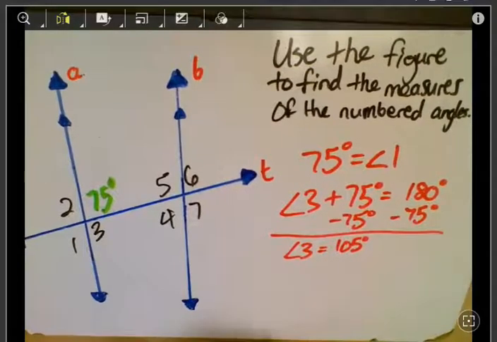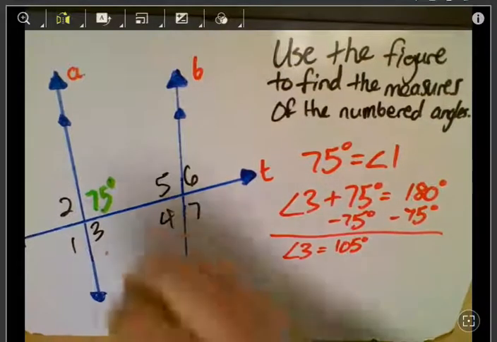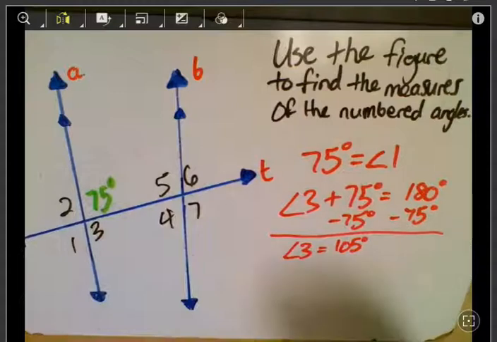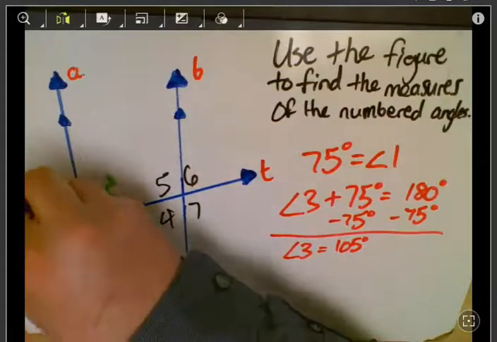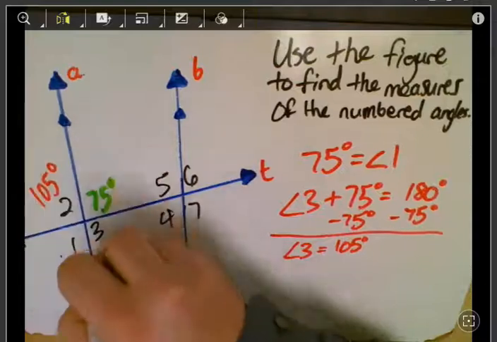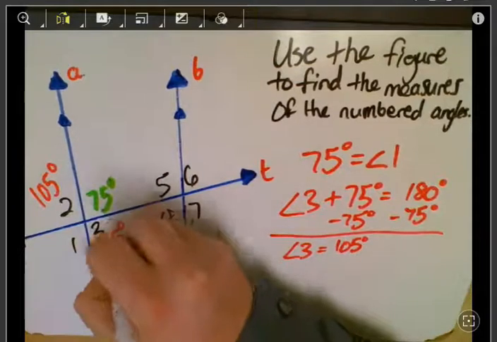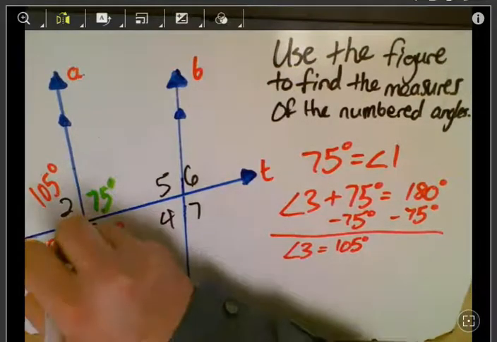Okay? So from there, we know that angle 2 will be the same thing. Angle 2 will be congruent to angle 3 because they're vertical angles. So this is 105 degrees. This is 105 degrees. This is 75 degrees as we just derived.